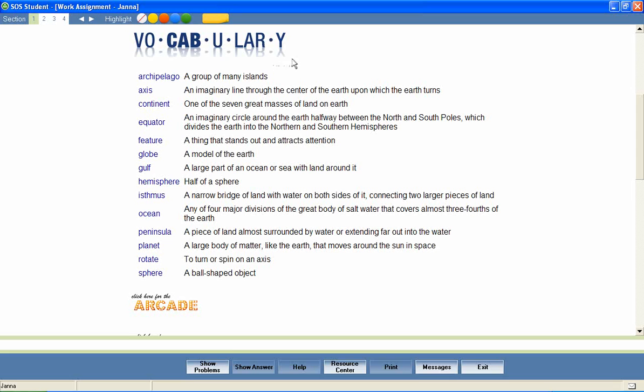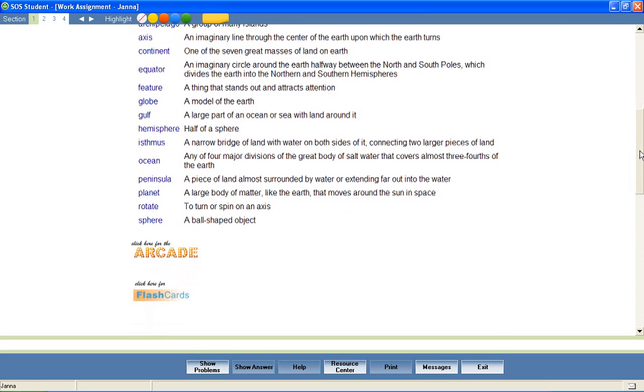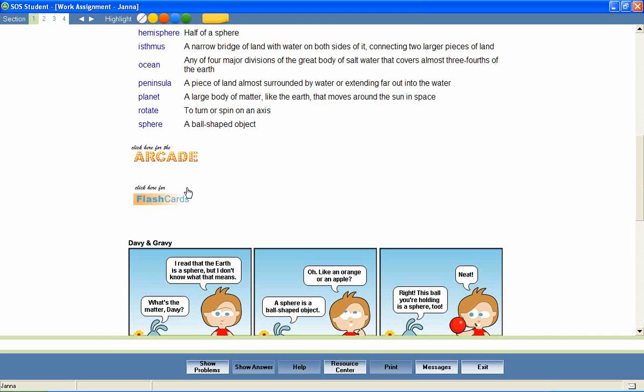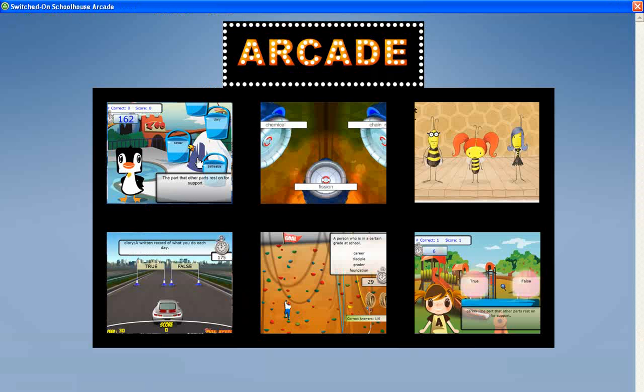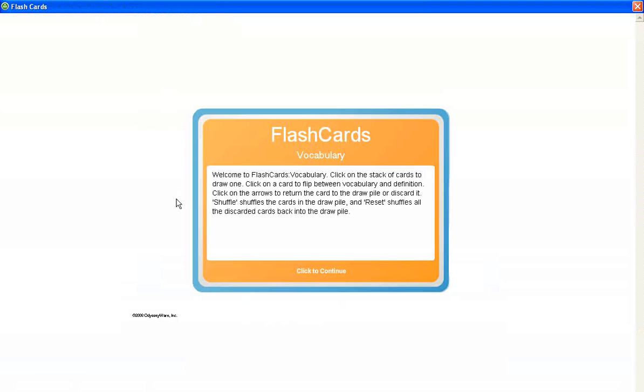We've included several activities to encourage mastery of these important words. For example, students can hear the correct pronunciation of each word. Sphere, isthmus, equator. In addition, the vocabulary arcade games encourage mastery of the vocabulary words by providing practice in the correct spelling of each word and in matching each word with its definition. Flashcards allow students to easily review the words and their definitions.